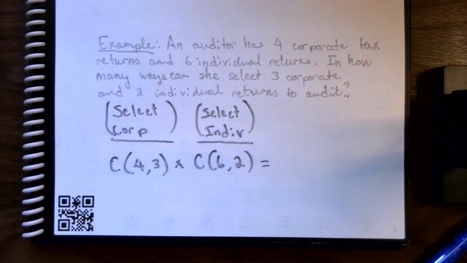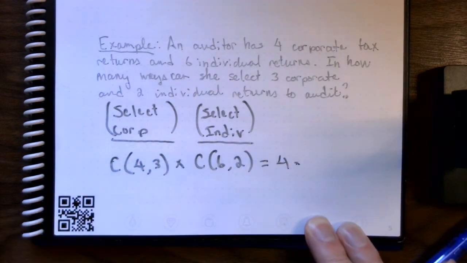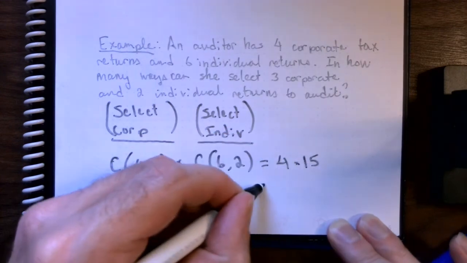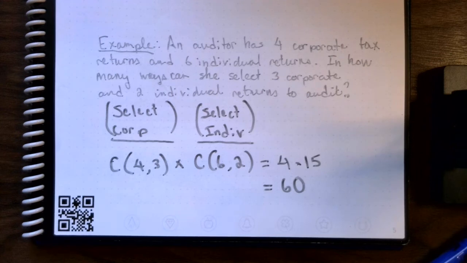So let's go ahead and do the computations here. If I do combination 4, 3, so 4, go to my calculator's PRB menu, do NCR 3, that gives me a 4. And if I do 6 NCR 2, see what that gives me. That gives me a 15. So I've got 4 times 15. So that's 60 ways to choose 3 corporate and 2 individual tax returns from the pile that she has.